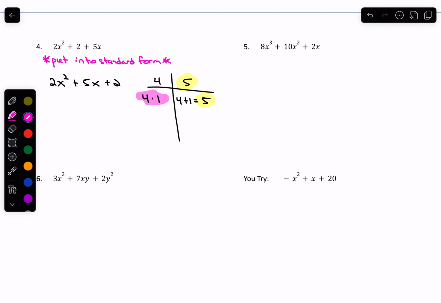All right, so now we're going to split our middle into those numbers, 4x and 1x. I'll write the first term in the front and the constant term in the back. I'll draw a line down the middle to do factor by grouping.